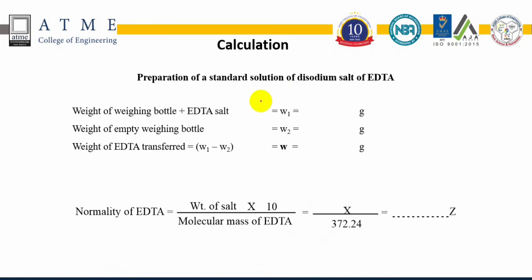Now let us see the calculation part. The calculation part will be divided into 2 groups. First is the preparation of standard solution of EDTA, where W1 is the weight of salt plus weighing bottle. After transferring the EDTA into the standard flask, the empty weighing bottle is weighed, W2. W1 minus W2 gives the weight of salt transferred. So W into 10, since you are reducing it to 100 ml, divided by the molecular mass of EDTA, which is 372, gives Z molar.